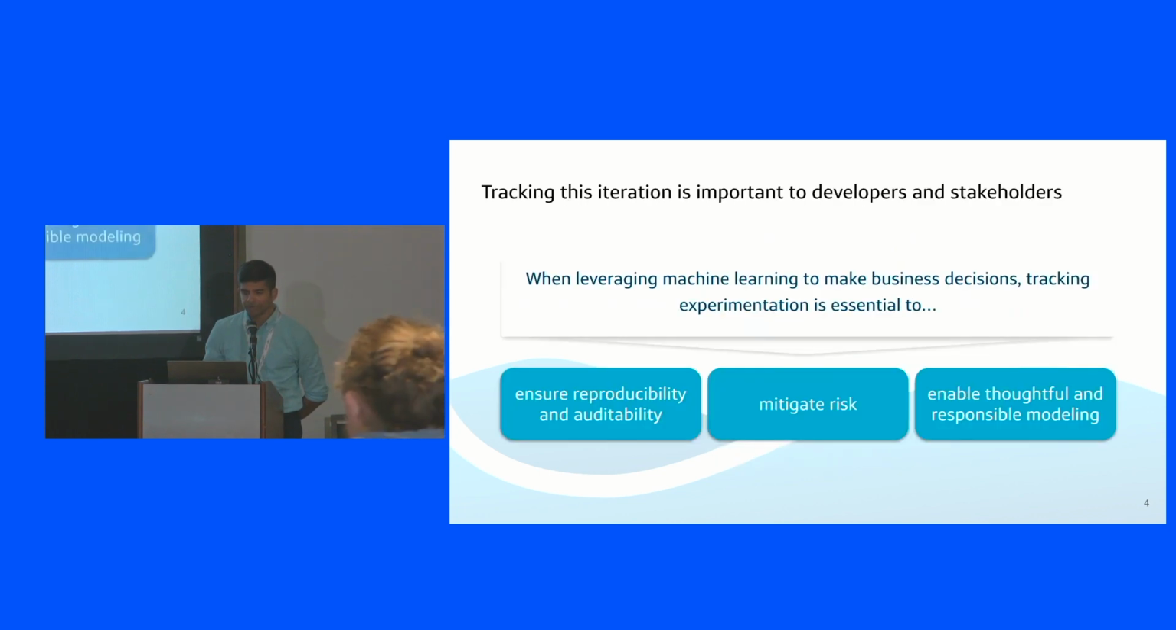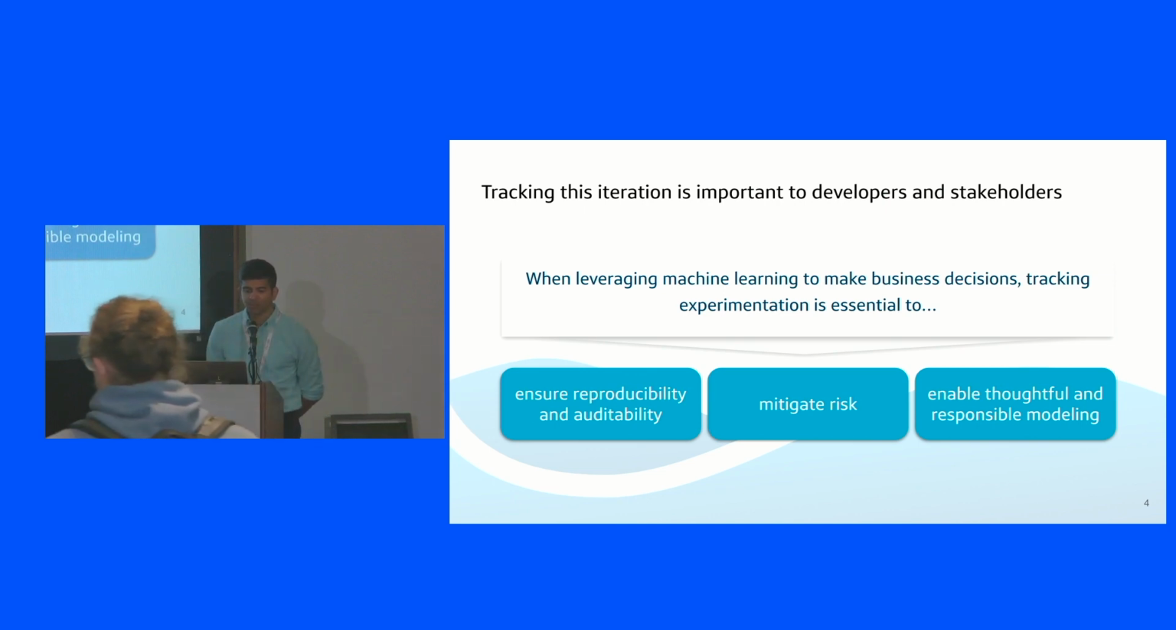And these are all the reasons why it is important to developers and stakeholders. When leveraging machine learning to make business decisions, tracking experimentation is essential to ensure reproducibility and auditability. You'll probably be doing this over a period of time, building models, and you may not remember. It's important to remember the details. You want to go back in time and see what you did maybe a month back, a year back.